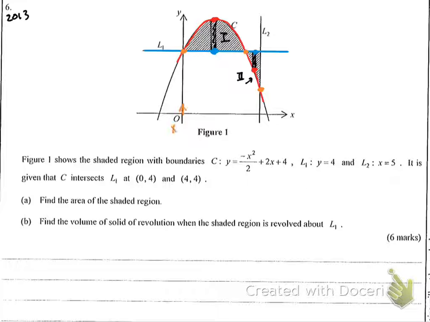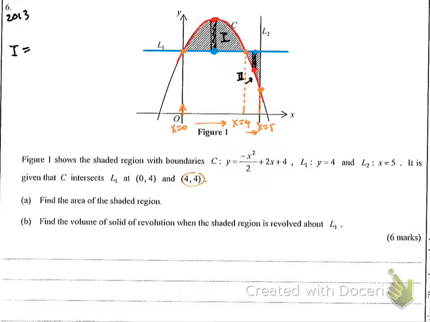Right, for this one, x is 0. For this particular point, we have x equals 4. And finally, for this point, we have x equals 5. So region 1 is the integration from 0 to 4. Region 2 is the integration from 4 to 5. So let's deal with them separately.